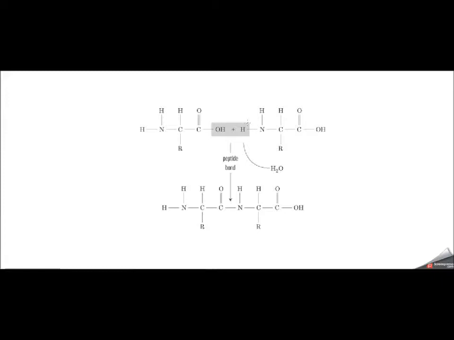What is not shown here on this diagram, however, is that there is an enzyme required to perform this reaction, otherwise there would be a large amount of energy needed. The hydrogen from the amino group of one amino acid and the OH, or the hydroxide, from the carboxylic group of the other amino acid combine to make water.